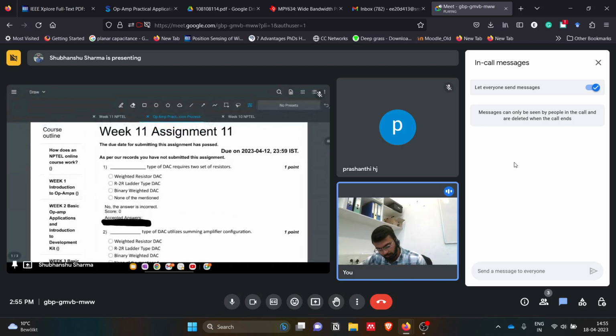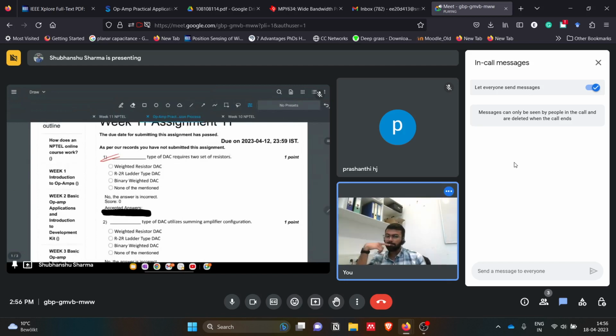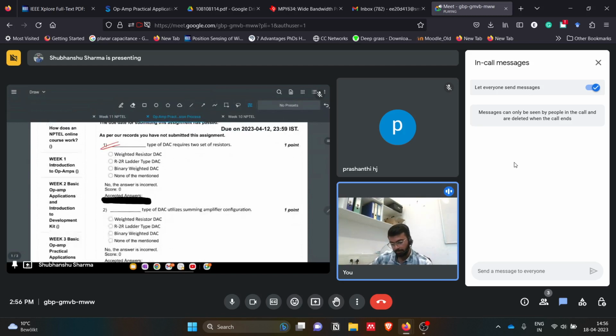So, question one. Dash type of DAC requires two sets of resistors. As we just saw, and the name itself suggests, it is using two sets of resistors. So we can answer this question. This is easy.